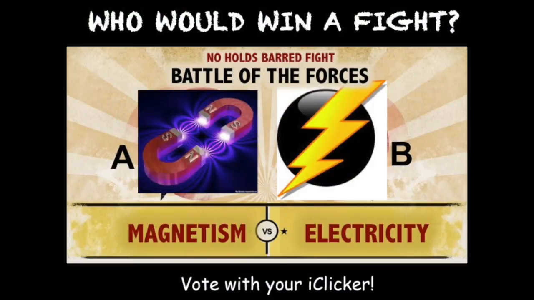Time to settle the age-old question again. Who would win in a fight? We answered this before for electricity and gravity, but now it's time to pit magnetism versus electricity. So this is just a vote, just an opinion poll. I know we just finished election season, and I'm taking an opinion poll.